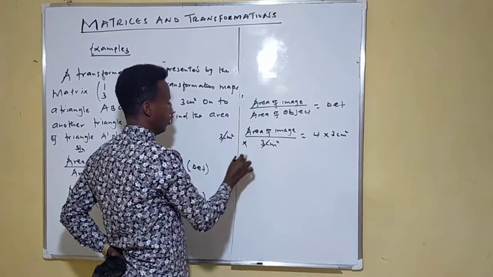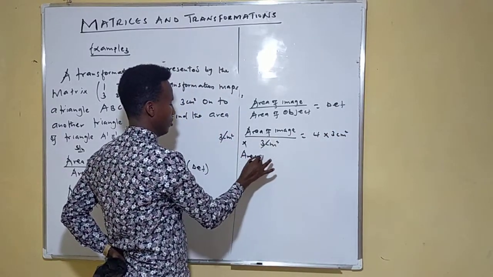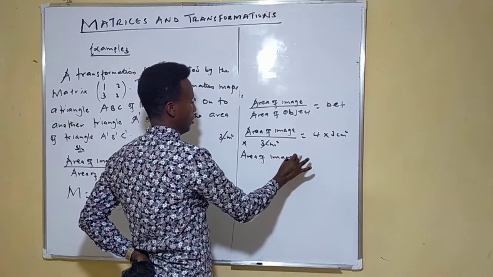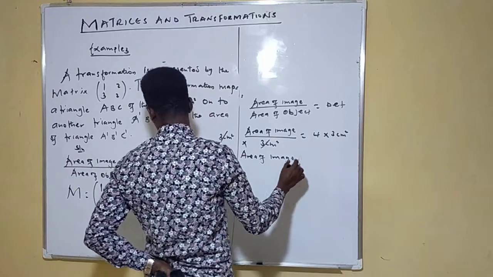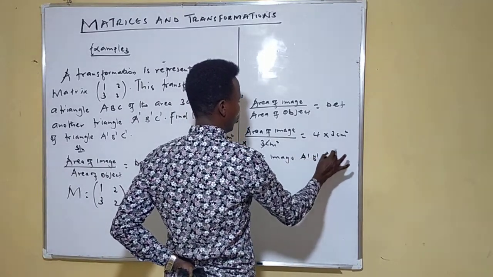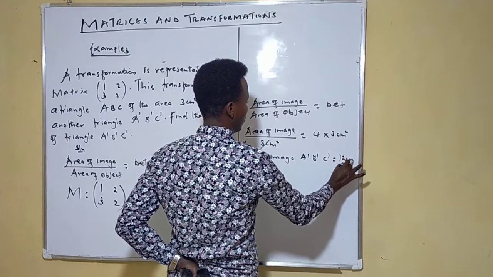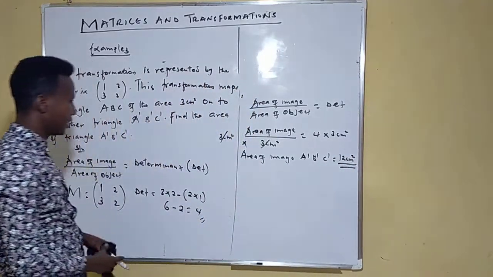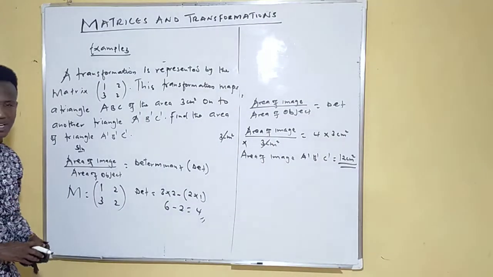Cancel these two. So now the area of image A prime, B prime, C prime is equal to 12 centimeters squared. And that is the final answer, guys.